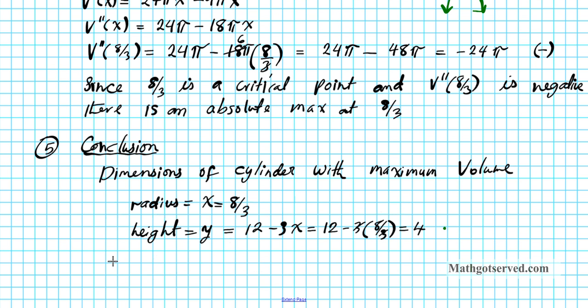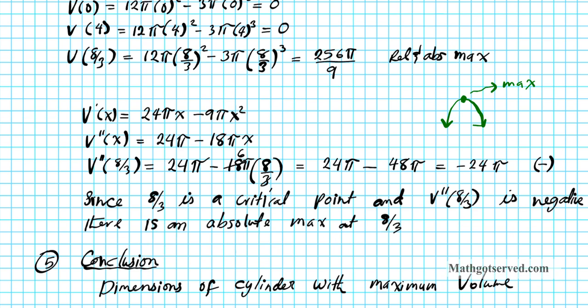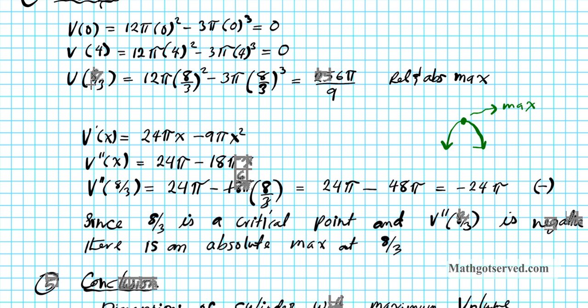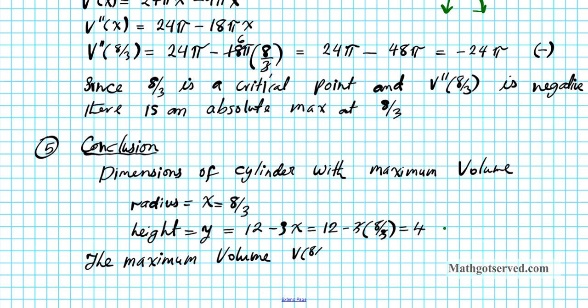And then the maximum volume is what you get when you plug in 8 over 3 into the original function. And I think we've already done that. We did that right here when we were determining which one is the maximum. So V of 8 over 3 is the maximum volume. So we simply have V of 8 over 3 equals 256 over 9 pi, and this is in cubic units. The radius is in units, and your height right here is in units. So there you have it.